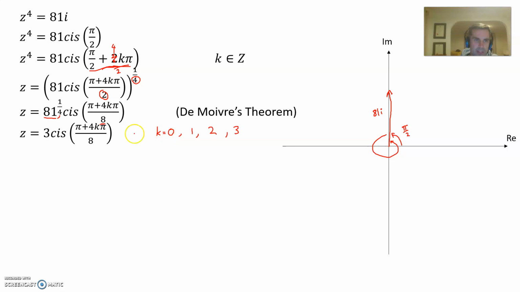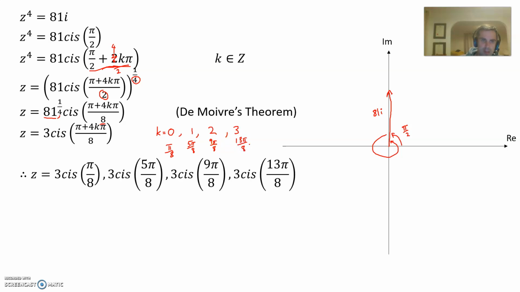So when k equals 0, I'm just going to get pi over 8. So that's pretty easy. When k equals 1, I'm going to get 5 pi over 8. When k equals 2, I'm going to get pi plus 8 pi, so that's going to be 9 pi over 8. And when k is 3, I'm going to get pi plus 12 pi, which is 13 pi over 8. So I can write all of those out. Now I'm just going to do a little bit of simplification.